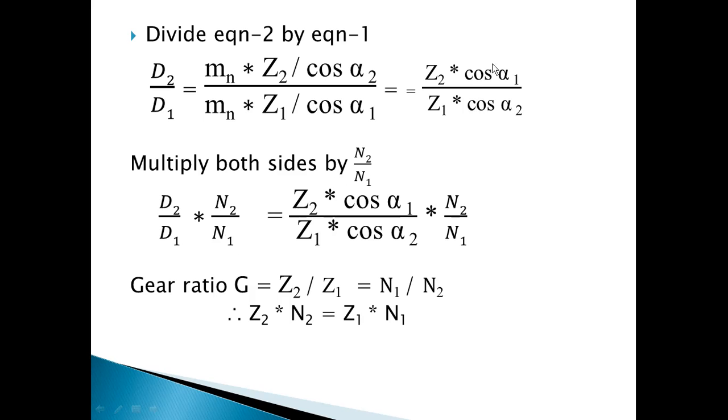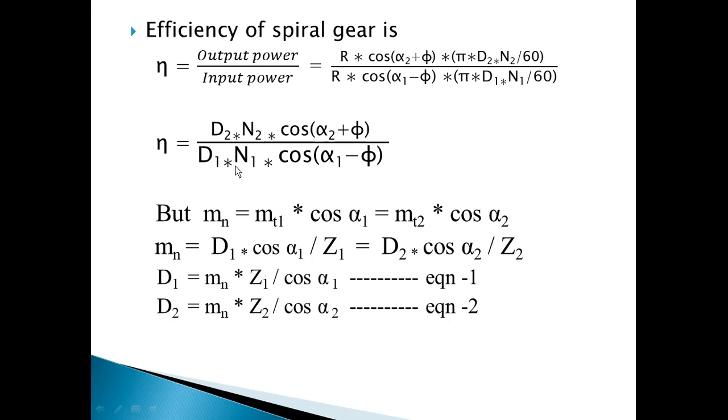It will be z1 cos alpha 1 upon z2 cos alpha 1 upon z1 cos alpha 2. This is the value from this equation, multiplying n2 by n1 on both sides. So this is the value of d2 n2 upon d1 n1 is equal to z2 cos alpha 1 into n2 upon z1 cos alpha 2 into n1. This is the total value which is supposed to be replaced in this equation.